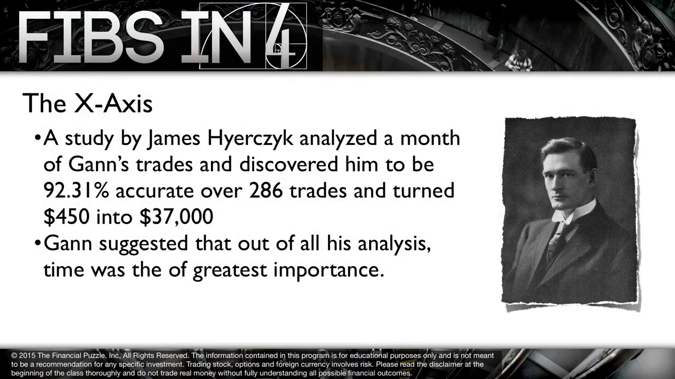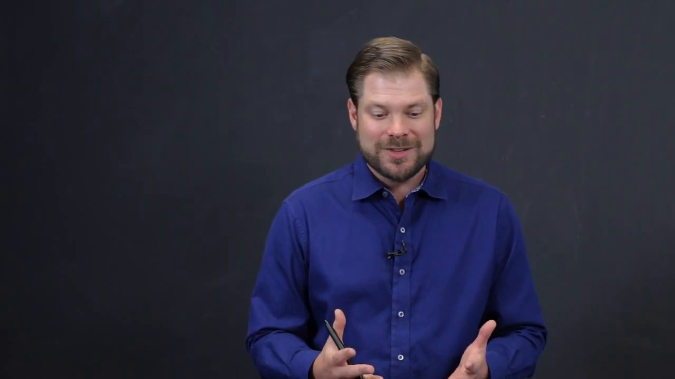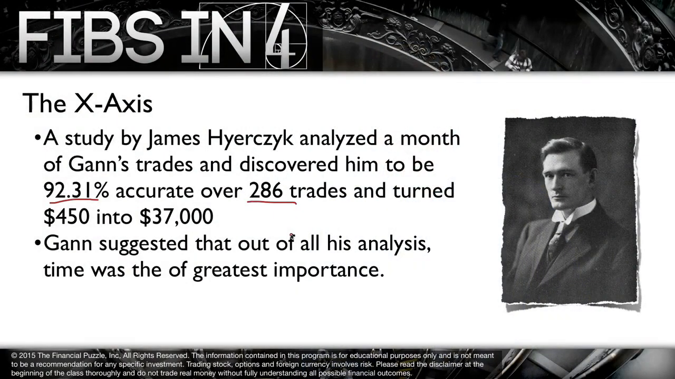In fact, a guy named James Harzik, if you say it guttural enough, you'll believe that I actually know how to pronounce it. But my friend James here analyzed a month's worth of Gann's trades, and he discovered that Gann was about 92% accurate. How many of you would enjoy a 92% win-loss ratio out there? And this wasn't just over a couple days of trading. It was over 286 trades. I think he might have been a pattern day trader if he made 286 trades in a month. And he turned $450 into 37 grand.